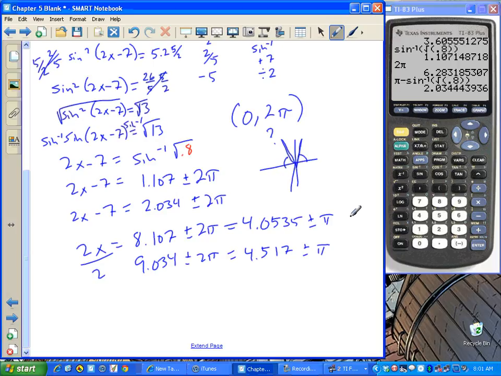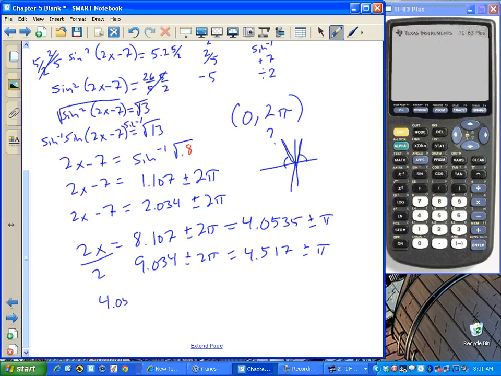Now, if we want a general solution, we would just put an n on here, because anytime I go pi away, so n is just an integer. If I go 1 pi away, I get another solution. 2 pi away, I get another solution. 3 pi away, I get another solution. Okay? So this would be your general solution. If you want specific solutions, like between 0 and 2 pi, you need to just add or subtract pi until you get all the solutions that are between this 0 and 2 pi. And remember, 2 pi is 6.283. So these are both solutions.